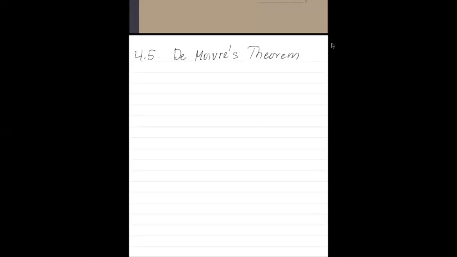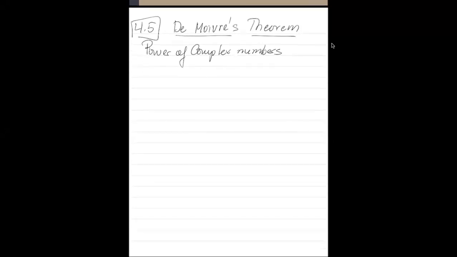4.5, De Moivre's theorem. So this theorem will concern powers of complex numbers in trig form, because we already know how to do powers of complex numbers in standard form. So here is the trig form of a complex number z with modulus r and argument theta. We already know that. So z squared would be z times z. So we multiply the modulus and we add theta plus theta, which will be 2 theta: r squared cosine 2 theta plus i sine 2 theta.